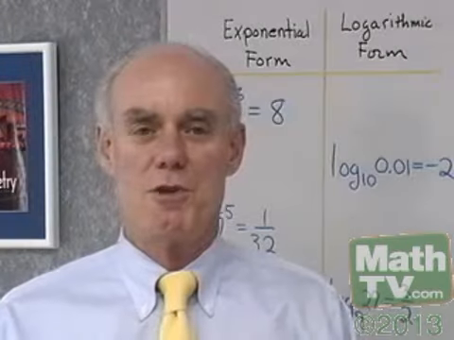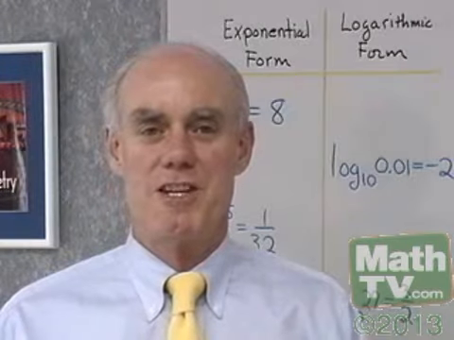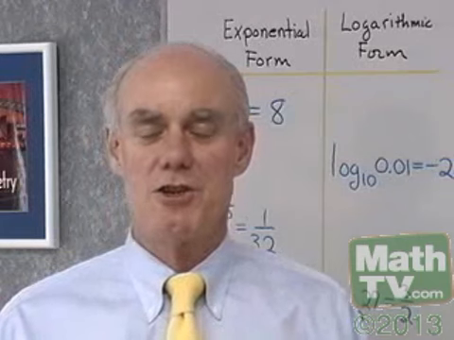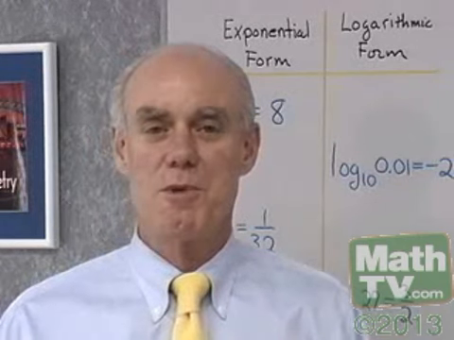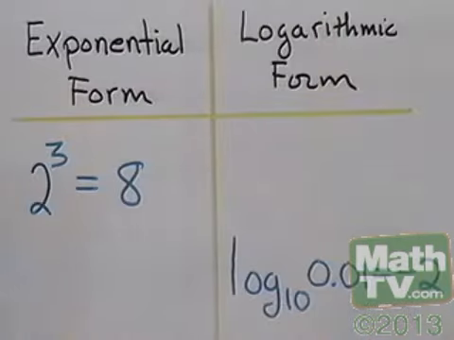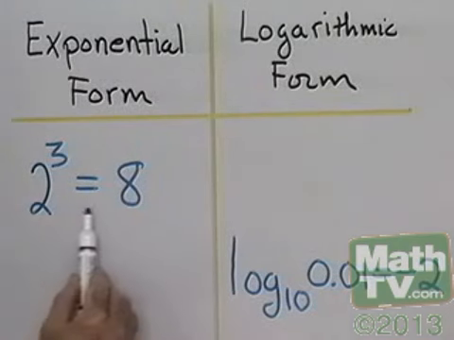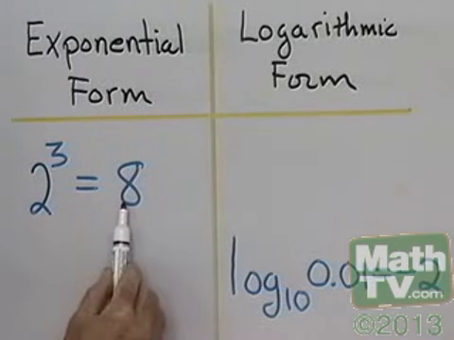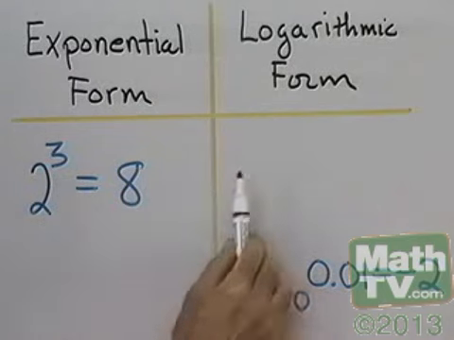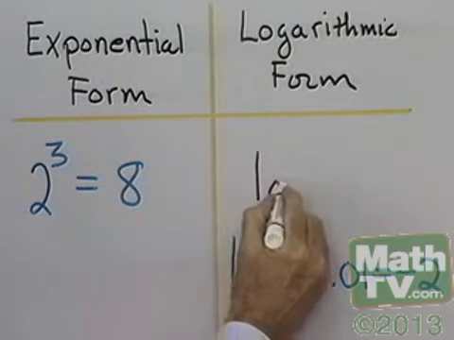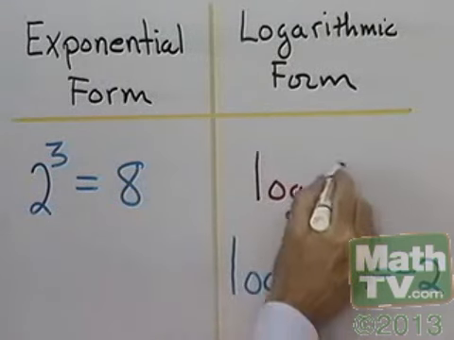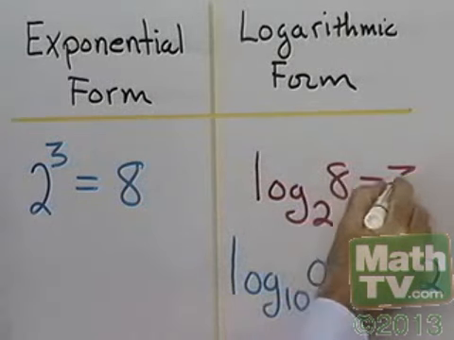We want to start our work with logarithms here, and logarithms really are just a fancy way to write exponents. Let's look at the correspondence between logarithmic form and exponential form. Here in exponential form I have this true statement, 2 to the third power is equal to 8. If I write that in logarithmic form, what I get is log base 2 of 8 is equal to 3.